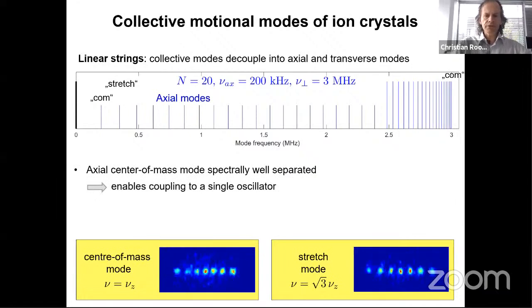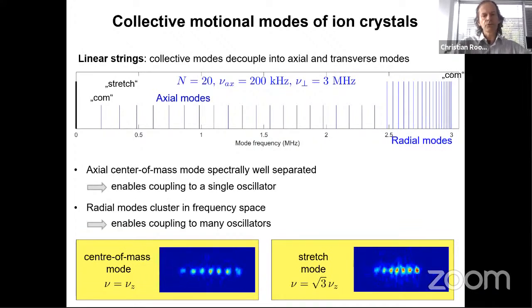And so the separation of this center of mass mode of motion of a linear ion crystal is interesting, because in this case you have a mode that is well separated from other vibrational modes of motion. And if you're interested in coupling just to a single harmonic oscillator, then this is a mode that is useful to consider. On the other hand, if you are interested in coupling to many oscillators at the same time, then the radial modes are of interest, because they tend to cluster in frequency space.